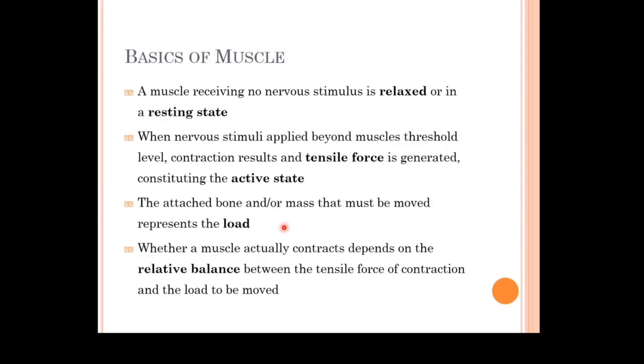Before we start the functions, characteristics and structure of the muscle, we should know some basics. These are the basic facts. The muscles receive no nervous stimulus when relaxed. In other words, if no action is required, the muscles are relaxed, they are not in the active state, right? So this is called the resting state of the muscle.